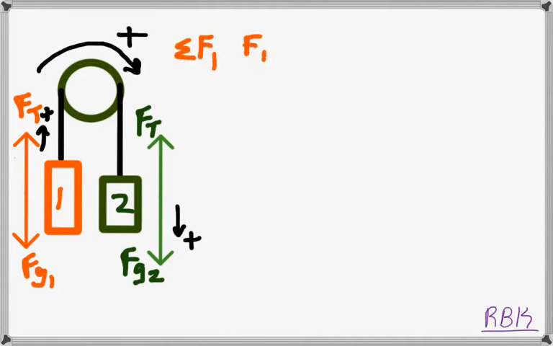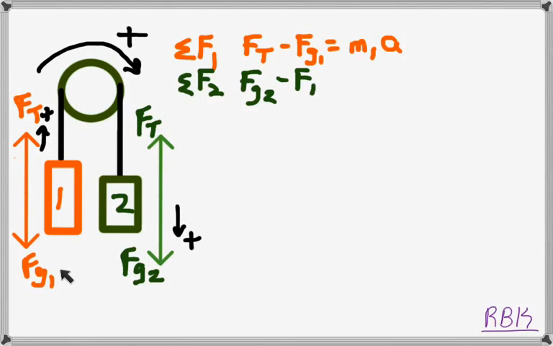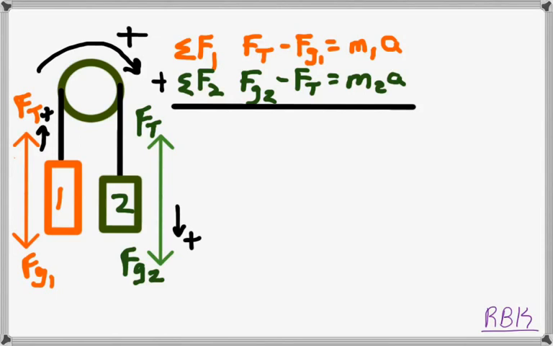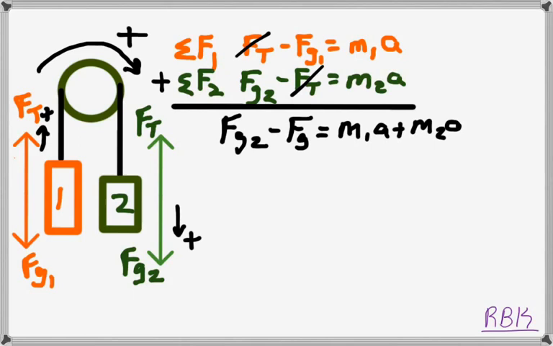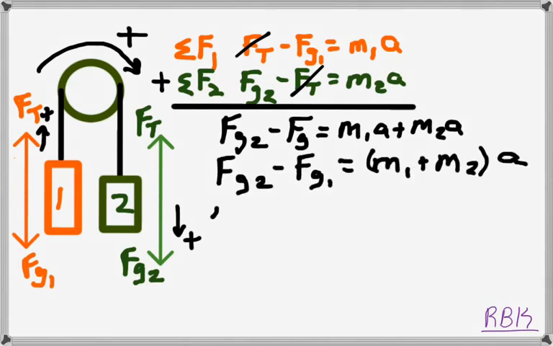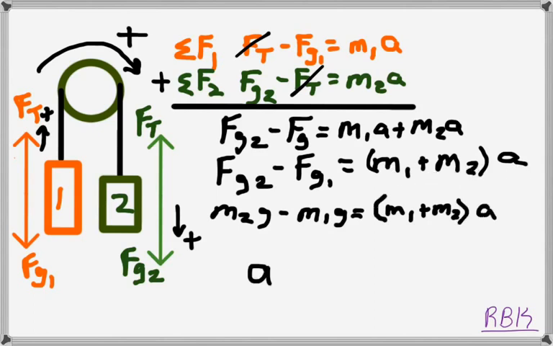Then I can do the sum of the forces. For the first object it's F t minus F g1 equals m1 a. For the second, it's F g2 minus F t equals m2 a. Now the great thing is I can add the two equations together and F t cancels out. And the nice thing here is we get a result that we see all the time in Atwood, which is that the sum of the forces causes the entire mass of the system to accelerate.